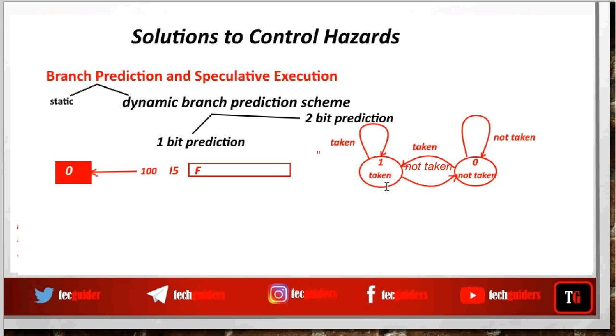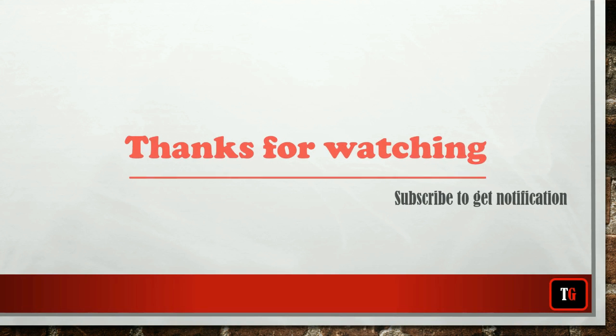Here the assumption is that if the branch is taken in the current execution, the next time also the branch will be taken. And if the branch is not taken in the current execution, then the next time also the branch will not be taken. The prediction may not be correct always. If there are a lot of mispredictions, then our overall branch penalty will be more. Otherwise, we can keep the branch penalty less.